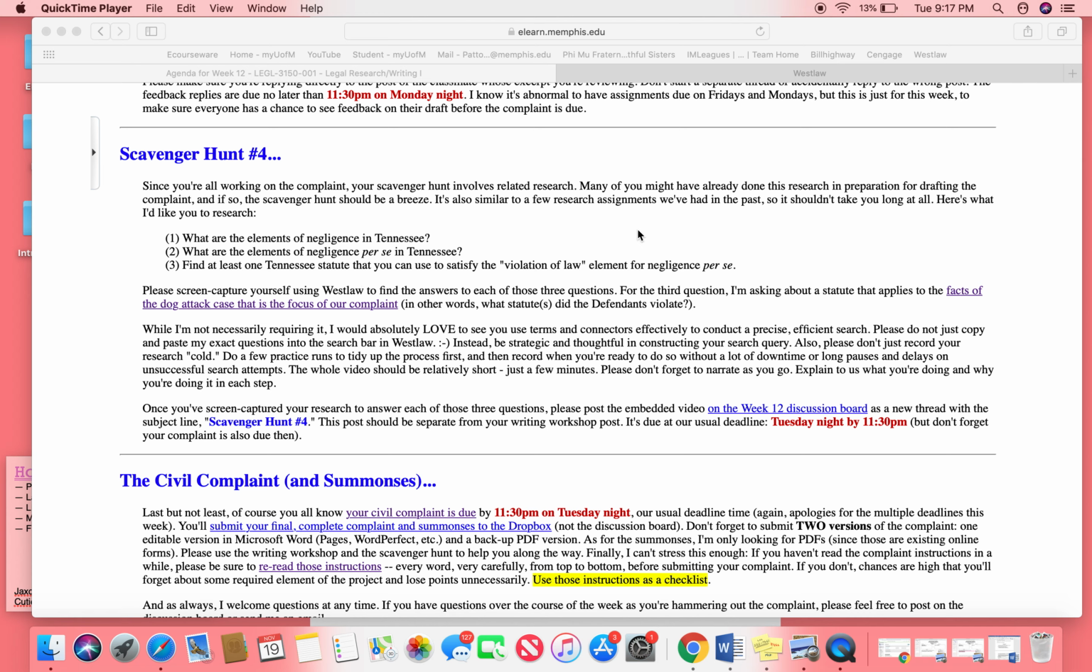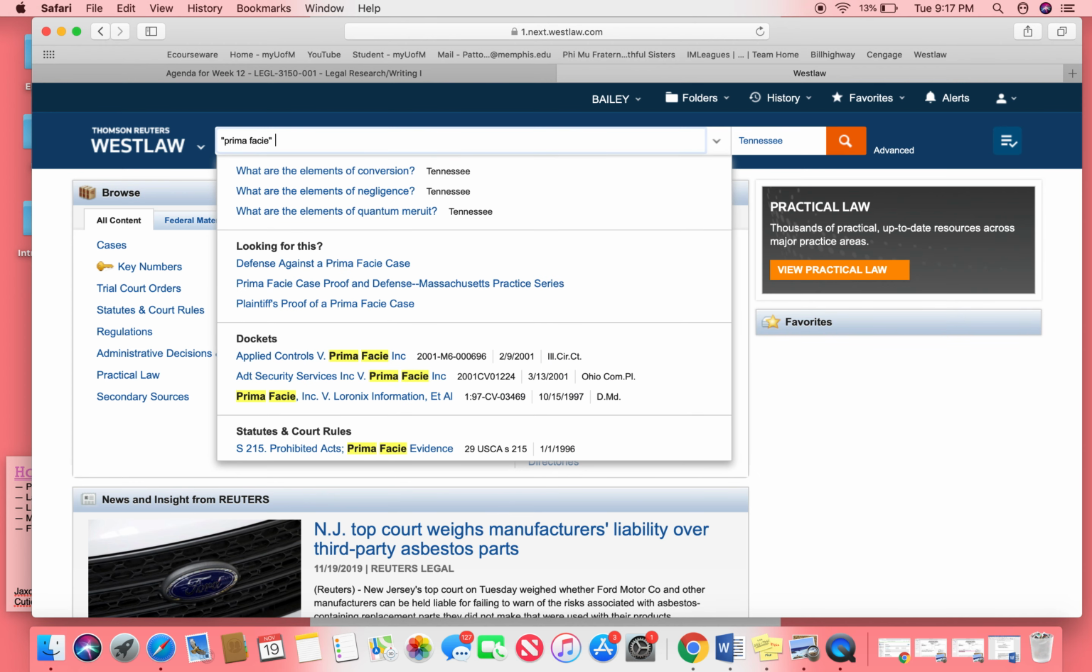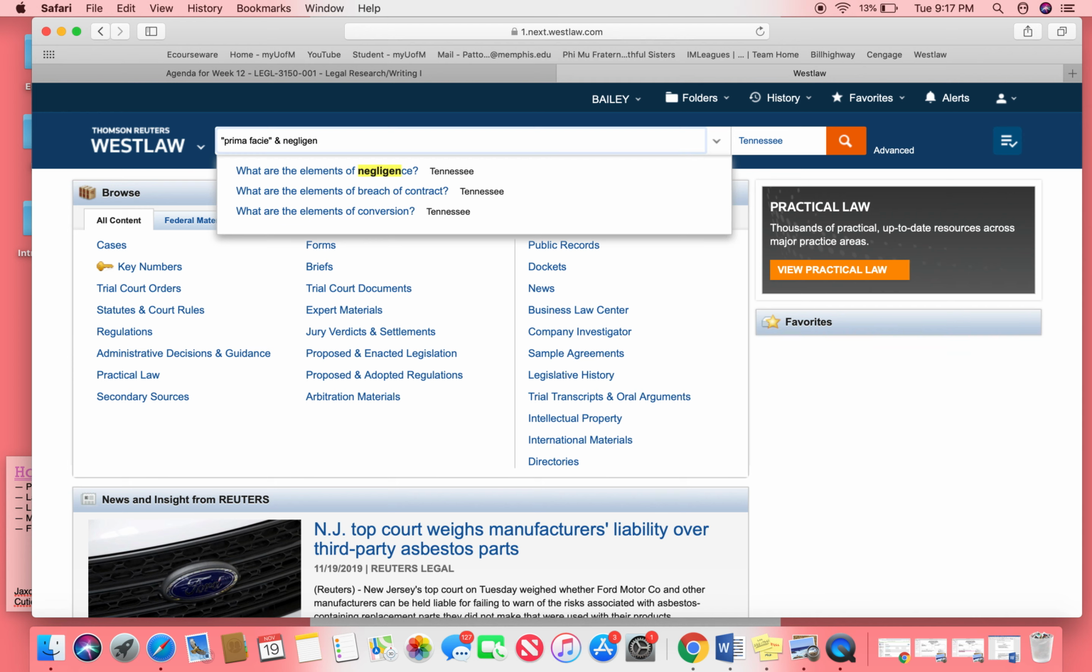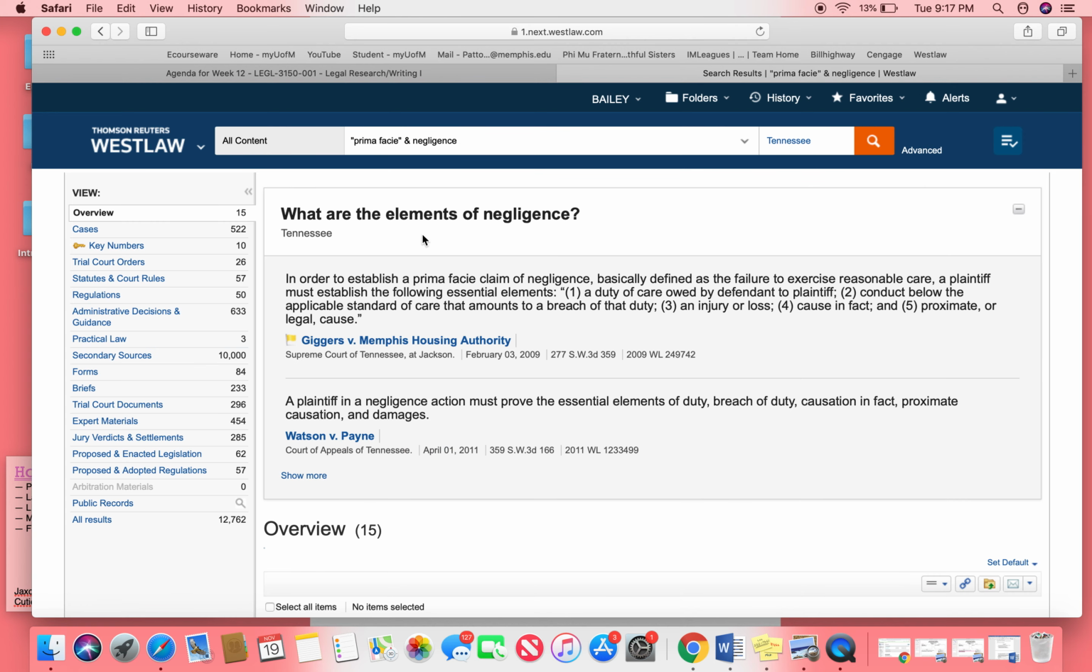What are the elements of negligence in Tennessee? So I went to Westlaw, and in the search bar I have my jurisdiction as Tennessee, and then I typed in "prima facie" in quotes, and negligence, and searched. And this came up, and it says, in order to establish a prima facie claim of negligence, you have to have a duty of care owed to the defendant by the plaintiff, a breach of that duty, injury or loss, causation in fact, and proximate or legal cause.